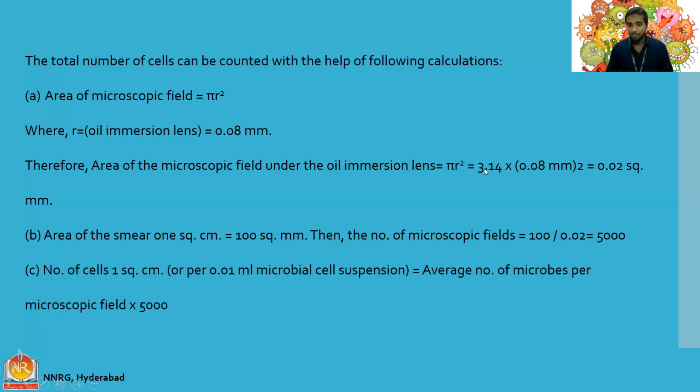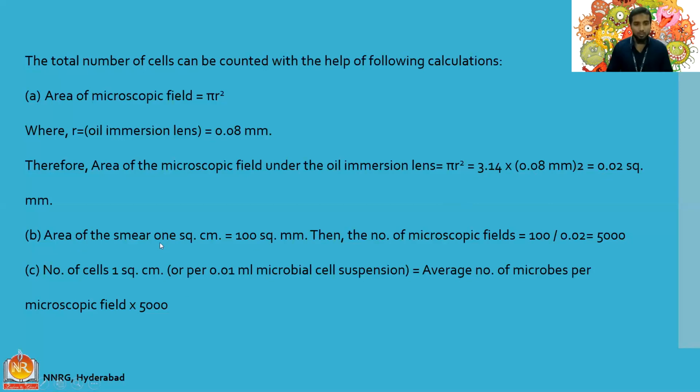Pi is 3.14, multiplied with the r square value of 0.08. So pi multiplied with r square. I just said multiplying 0.08 with pi r square, but that is not the case. Substituting the values in pi r square, 3.14 will be the pi value, and r square is 0.08 mm whole square. When I multiply this, I get 0.02 square millimeter. This was the average area of the field that I have taken.